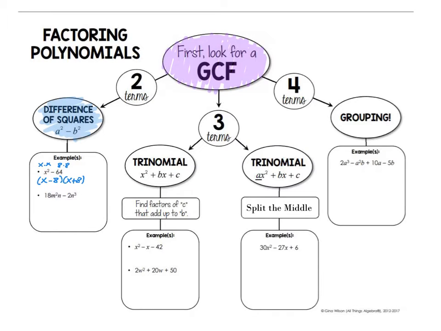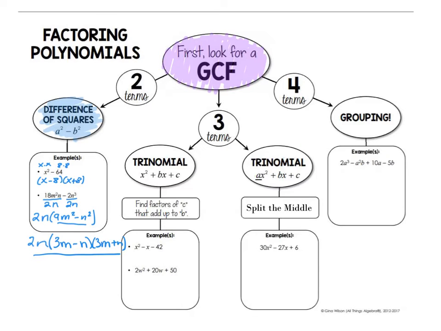Now the next one is one of the ones where, again, we need to look for a GCF first. If I look, I can see that my GCF of 18 and 2 is going to be 2, and both of them have at least one n. So my GCF is going to be 2n. When I take out a 2n, I'll have 9m squared minus n squared left in the parentheses. Now, what's in the parentheses is a difference of perfect squares. So the 9m squared will factor into 3m and 3m. The n squared will factor into n and n. So the final answer will be 2n still in front with (3m minus n) and (3m plus n) on the inside.